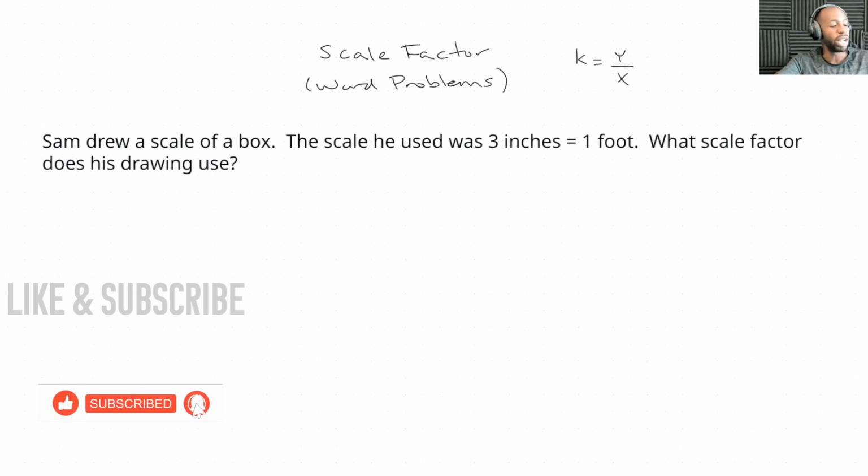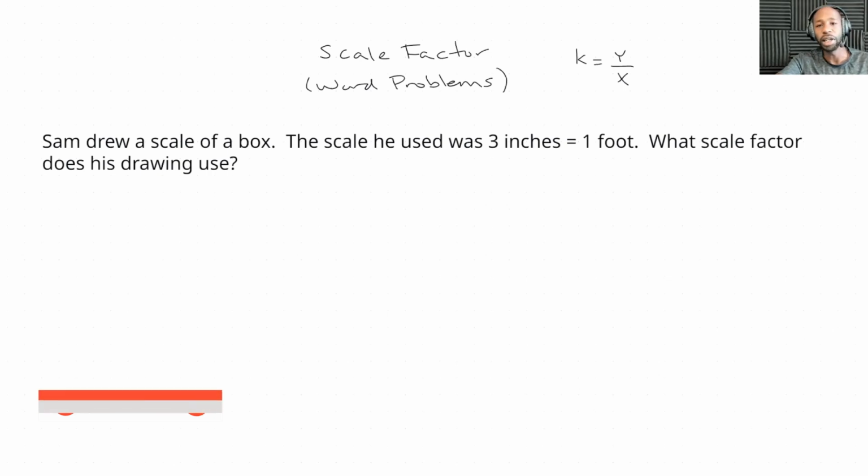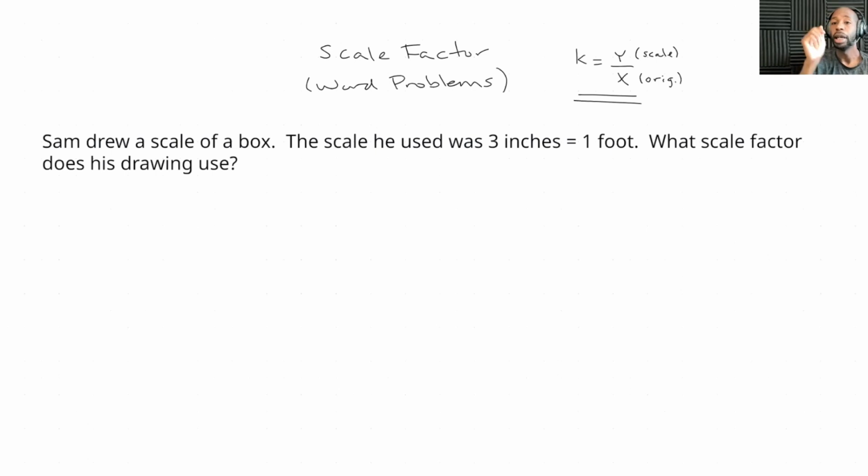From a previous video, I talked about scale factors, and you can find the scale factor by using the following equation. K is equal to Y over X. Y is a measurement from your scaled shape. X is a measurement from your original shape. I just write ORIG. If you want more explanation on that, go to my previous video. So let's apply it to a word problem here.